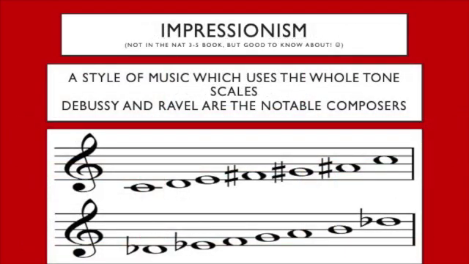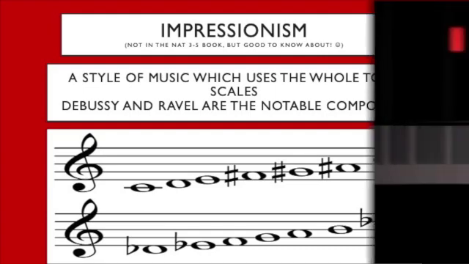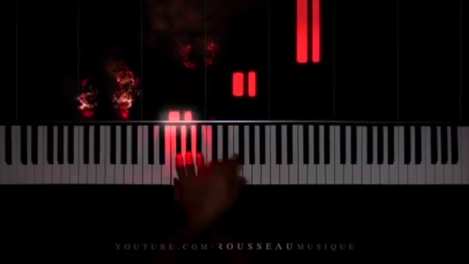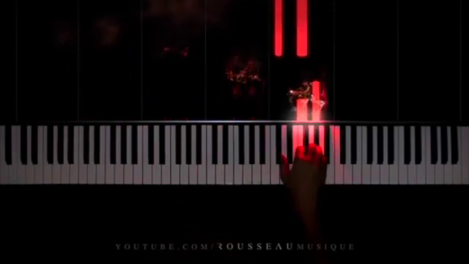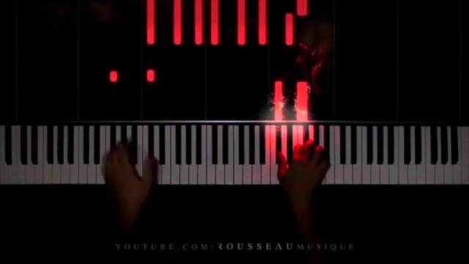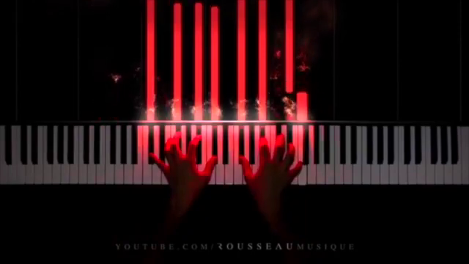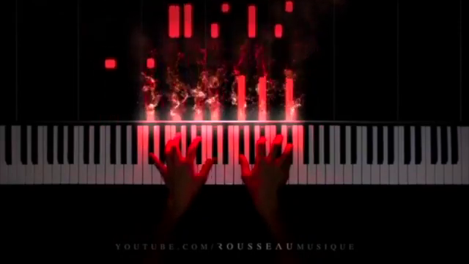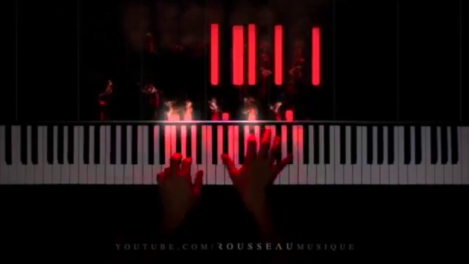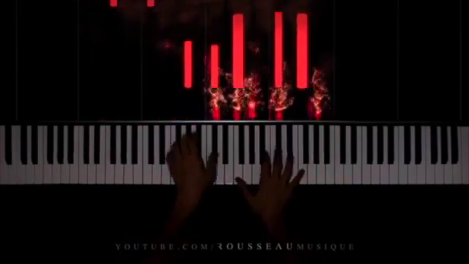So next up what we have is the genre of Impressionism. Impressionism is a style of music which uses the whole tone scales. Now before we learn what the whole tone scales are, I think it's important to have a wee listen to what Impressionism music sounds like. So what we've got here is an example by Debussy, who we looked at the start of this presentation, and one of his most famous pieces, a piece called Clair de Lune. You should recognise it.